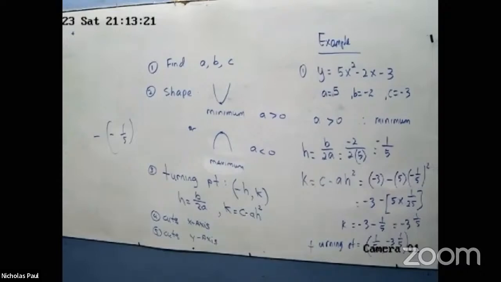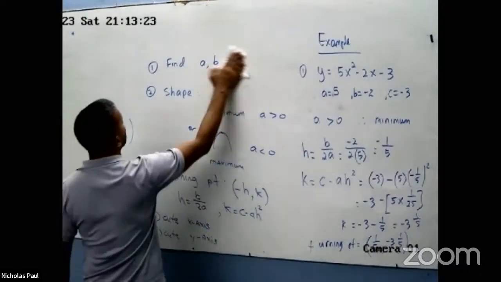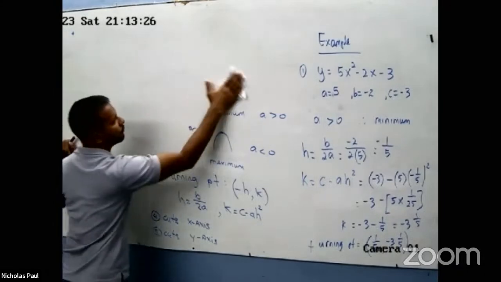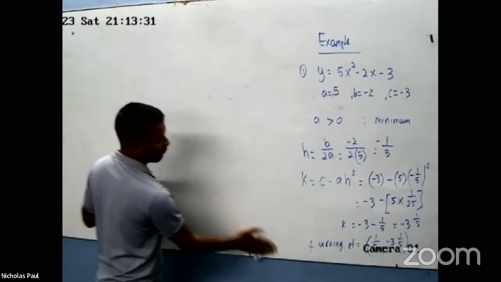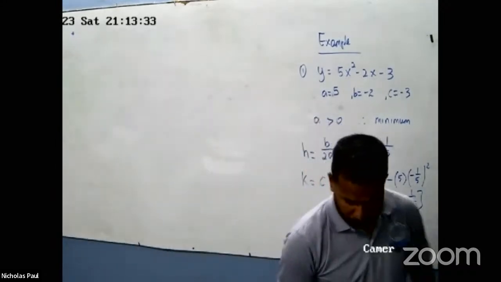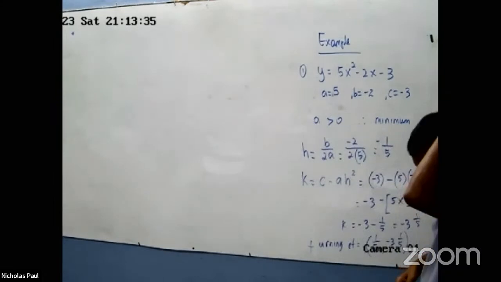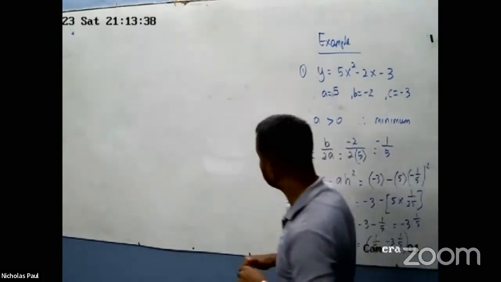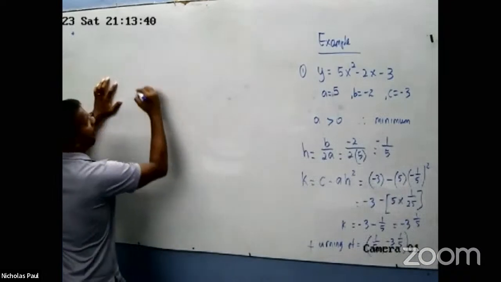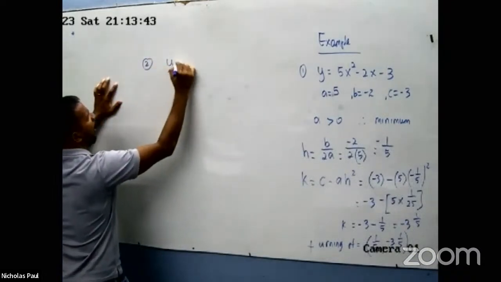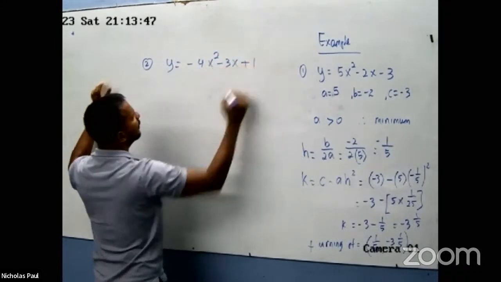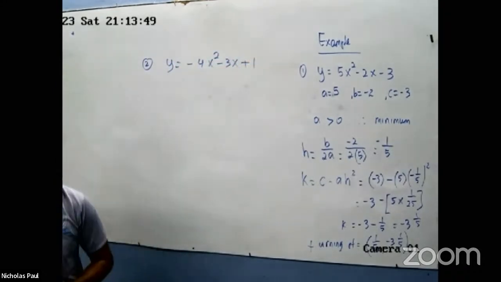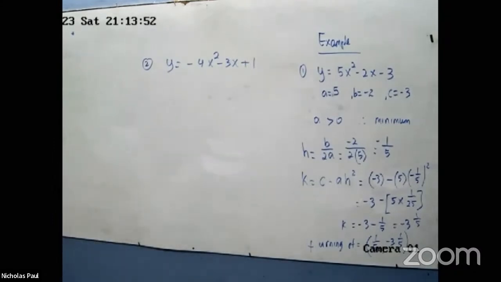Let's try one. Number 2, do the same thing. Find ABC. The key.